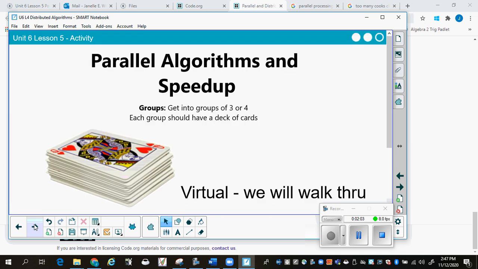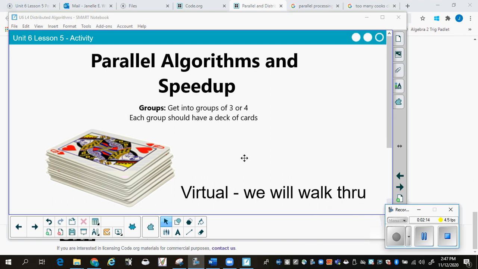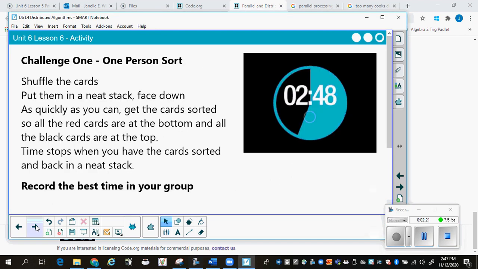Now, this activity works much better in person. In the virtual world, we're going to walk through it, especially if you are watching this video because you missed class, since it's hard to do this with more than one person. Essentially, I would have a deck of cards, shuffle up the cards, hand them to a person, and ask them, as quickly as possible, to get the cards sorted so all the red cards are at the bottom and all the black cards are at the top. Doesn't matter anything else but the order, just red on the bottom, black on the top. And time it and see how long it takes.